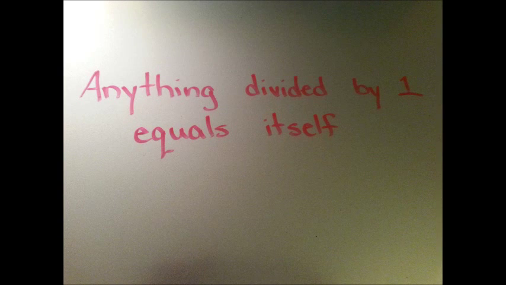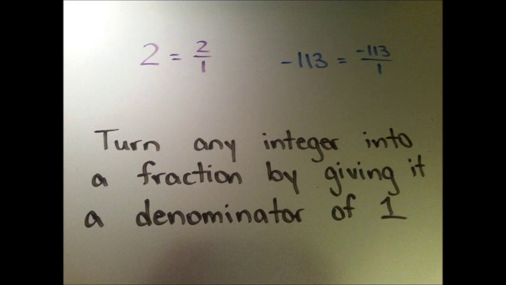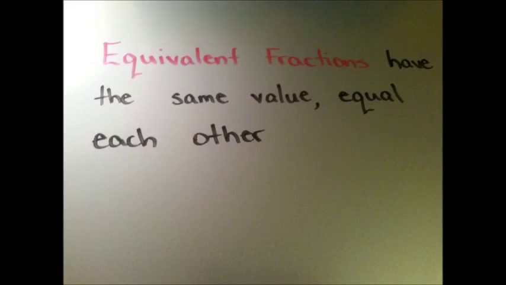Another thing that's useful to keep in mind with fractions is that anything divided by 1 equals itself. This is useful because it means we can turn any integer into a fraction by giving that integer a denominator of 1. For example, 2 can be 2 divided by 1, or negative 113 is negative 113 divided by 1.